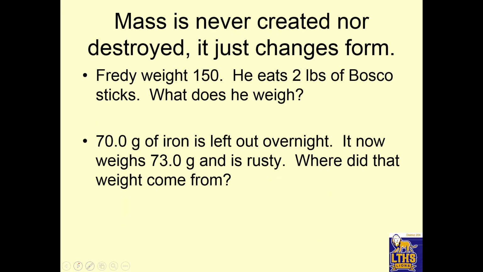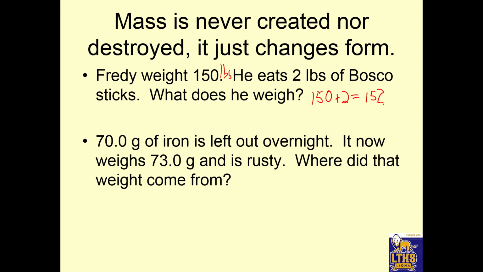Mass is never created nor destroyed. It just changes form. Okay. Freddy weighs 150. No, we'll call that pounds. He eats 2 pounds of Bosco sticks. What does he weigh? So if mass is never created nor destroyed, that means he just weighs 150 plus 2, and now he's 152. Make sense?